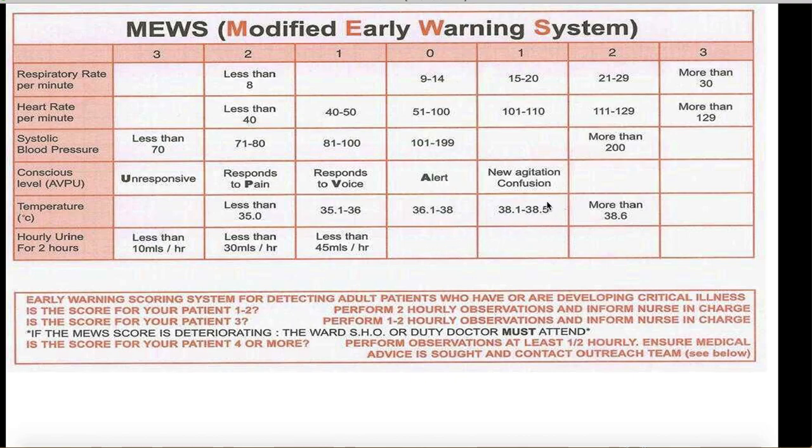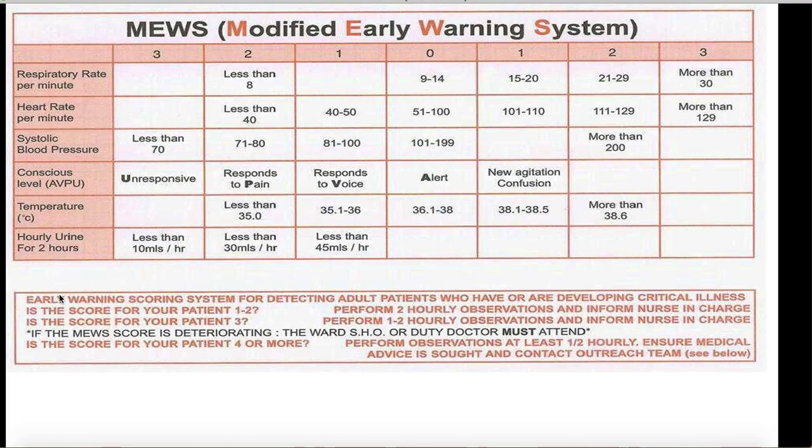38.1 to 38.5, the score is 1. More than 38.6 is score 2. The temperature of 35.1 to 36 is score 1. Less than 35 is score 2.